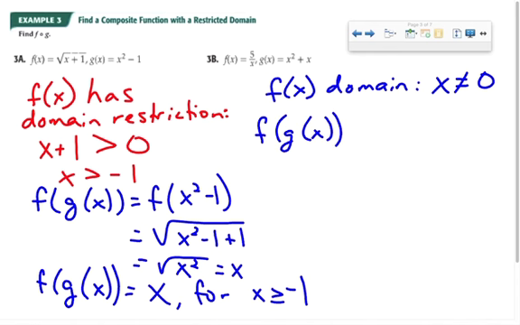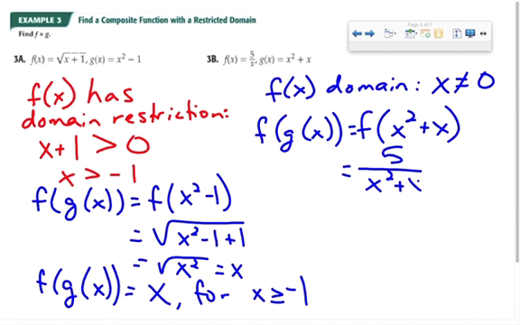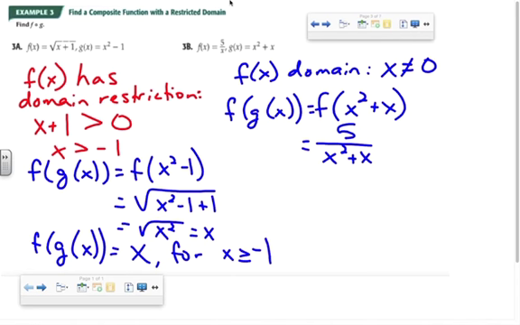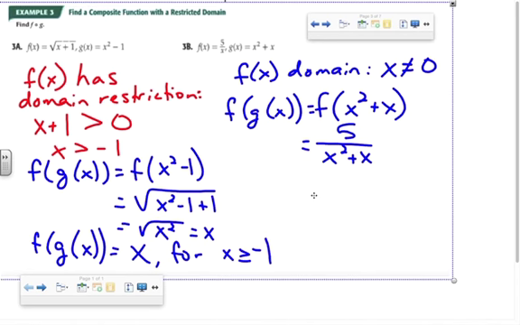Finding the f of g of x means that I'm taking the f of x squared plus x and plugging that into my f of x function. So that'll become 5 over x squared plus x. We know from the original domain that x cannot equal 0, but we have to consider that there's additional restriction going on here. So x squared plus x cannot equal 0.